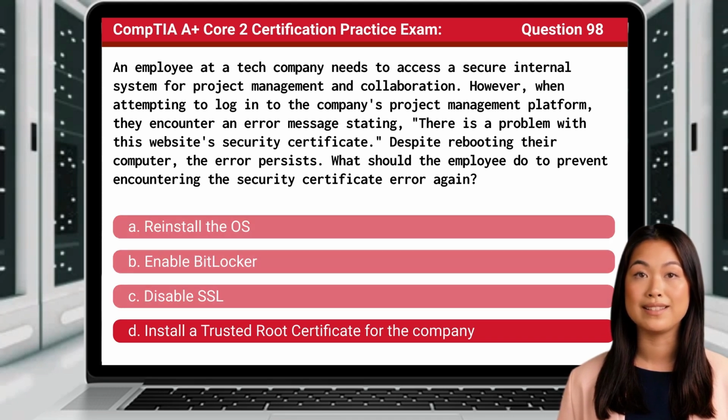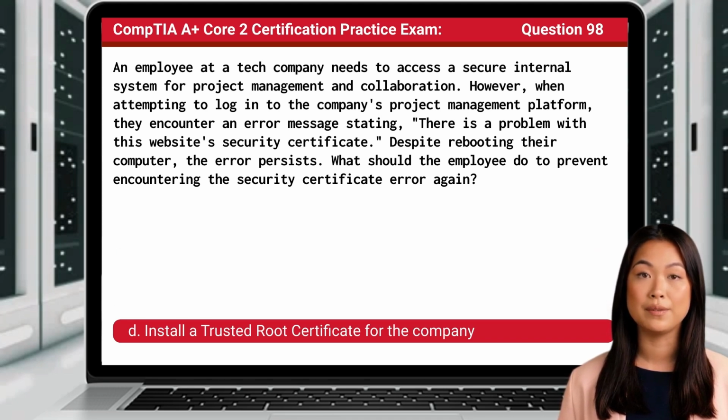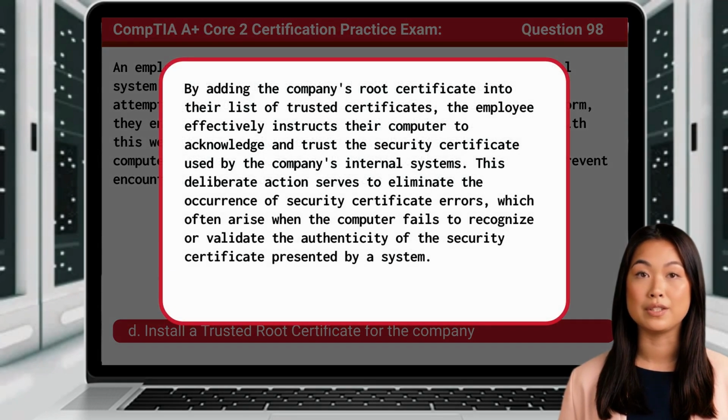The answer is D. Install a trusted root certificate for the company. By adding the company's root certificate into their list of trusted certificates, the employee effectively instructs their computer to acknowledge and trust the security certificate used by the company's internal systems. This deliberate action serves to eliminate the occurrence of security certificate errors, which often arise when the computer fails to recognize or validate the authenticity of the security certificate presented by a system.